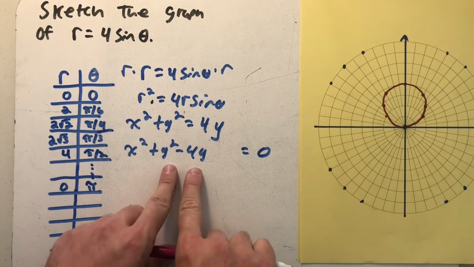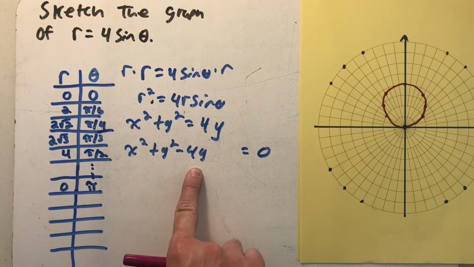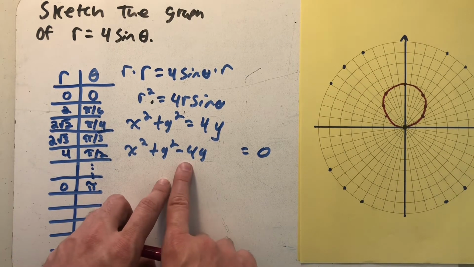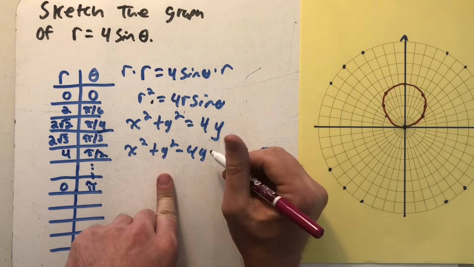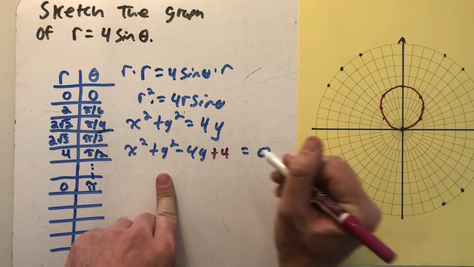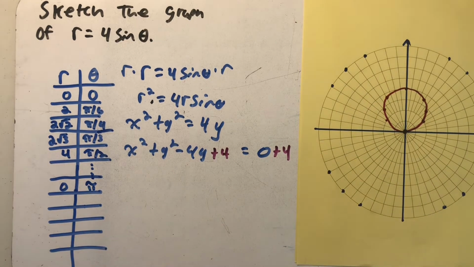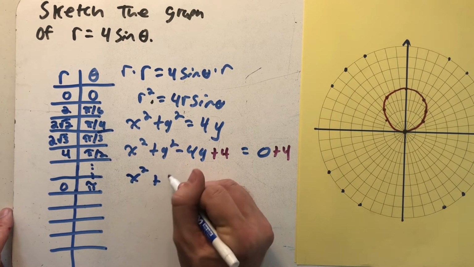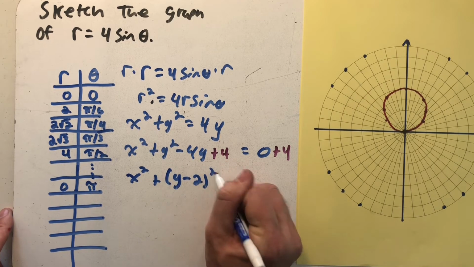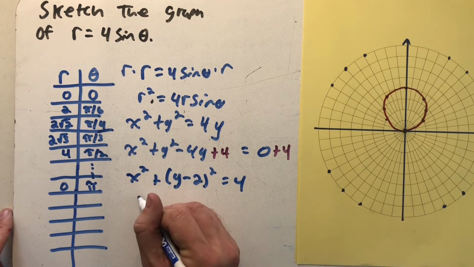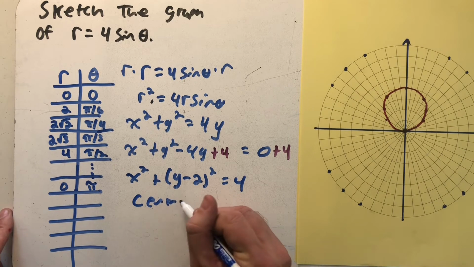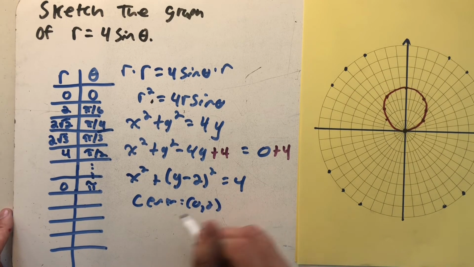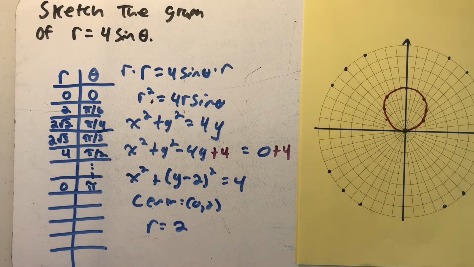So I'm going to complete the square on the y's. I don't need to worry about x because there's no other x term. There's not an x to the first power in there. Minus 4 divided by 2 is minus 2, squared is 4. All right, now I'd have x squared plus (y minus 2) all squared is equal to 4. And that is a circle with a center at (0, 2) and a radius of 2.